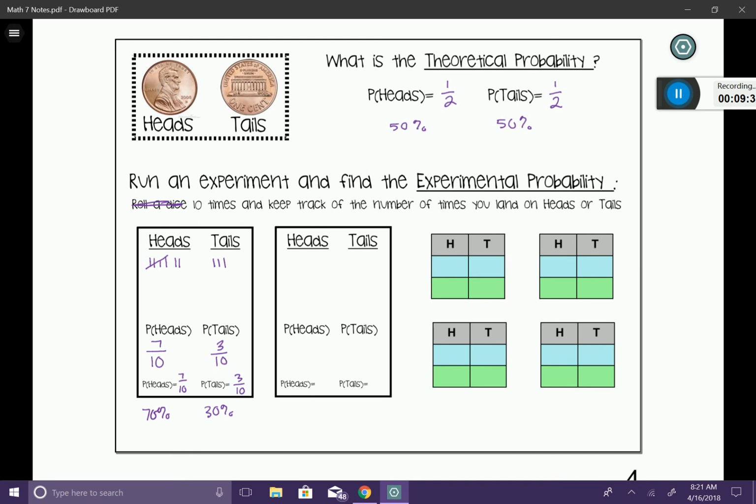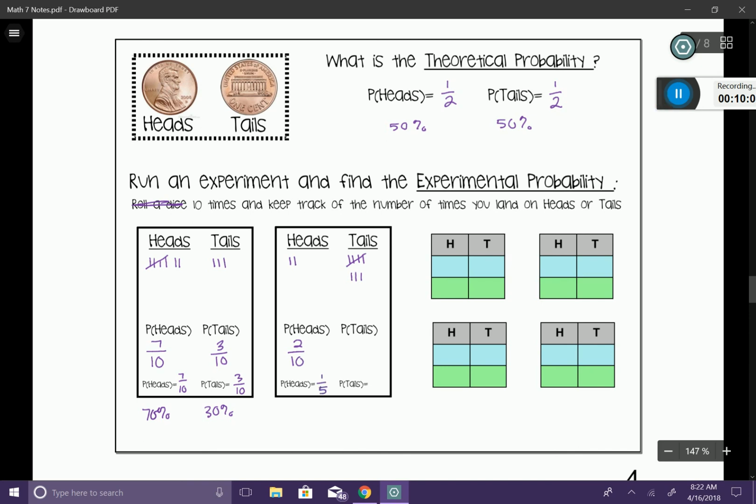Let's try another one. Let's say that I flipped my coin 10 times and I landed on heads twice. And then, of course, my tails will be 1, 2, 3, 4, 5, 6, 7, and 8. So I landed on heads twice, and I landed on tails 8 times. So my probability of landing on the heads was 2 out of 10, which, of course, we can simplify down to 1/5.